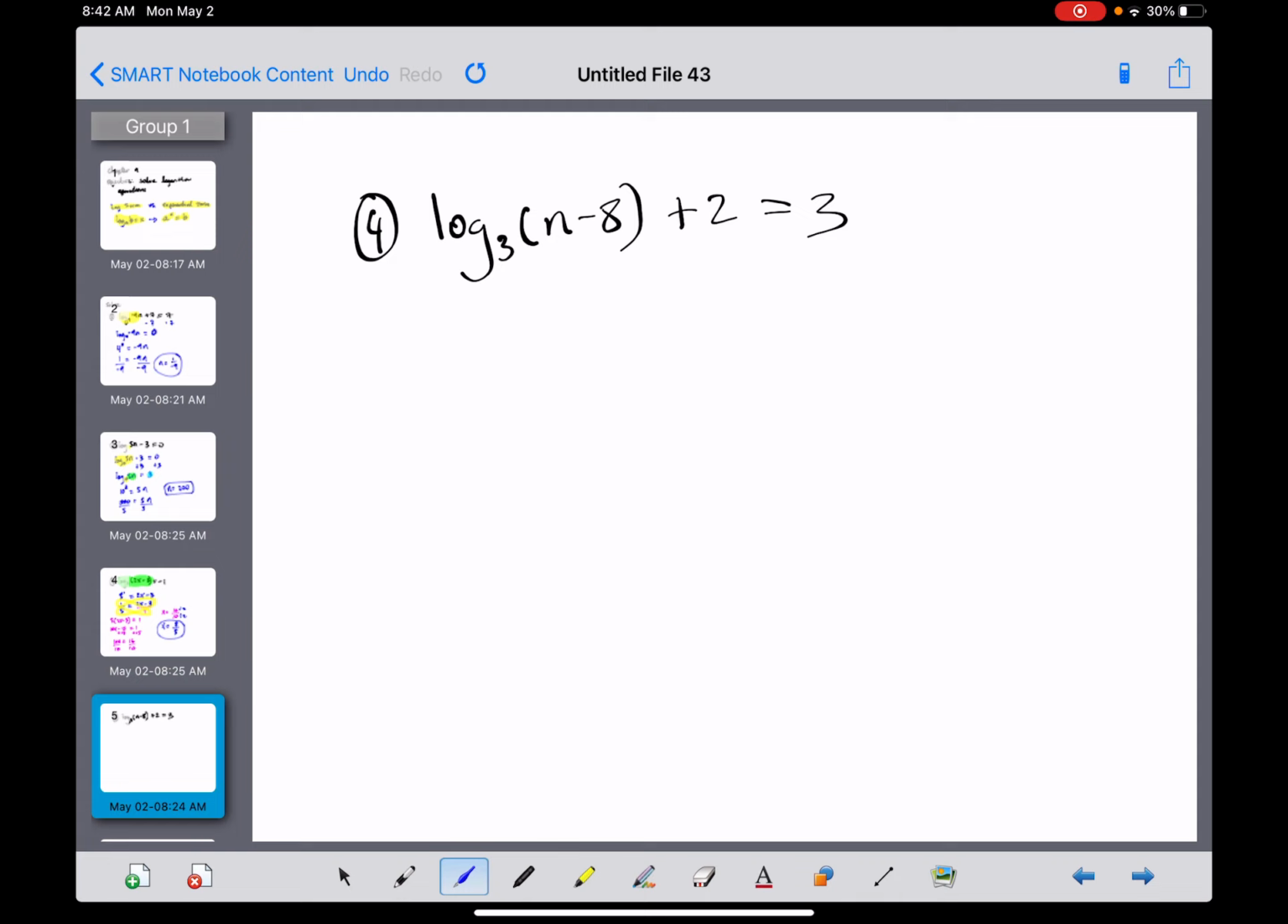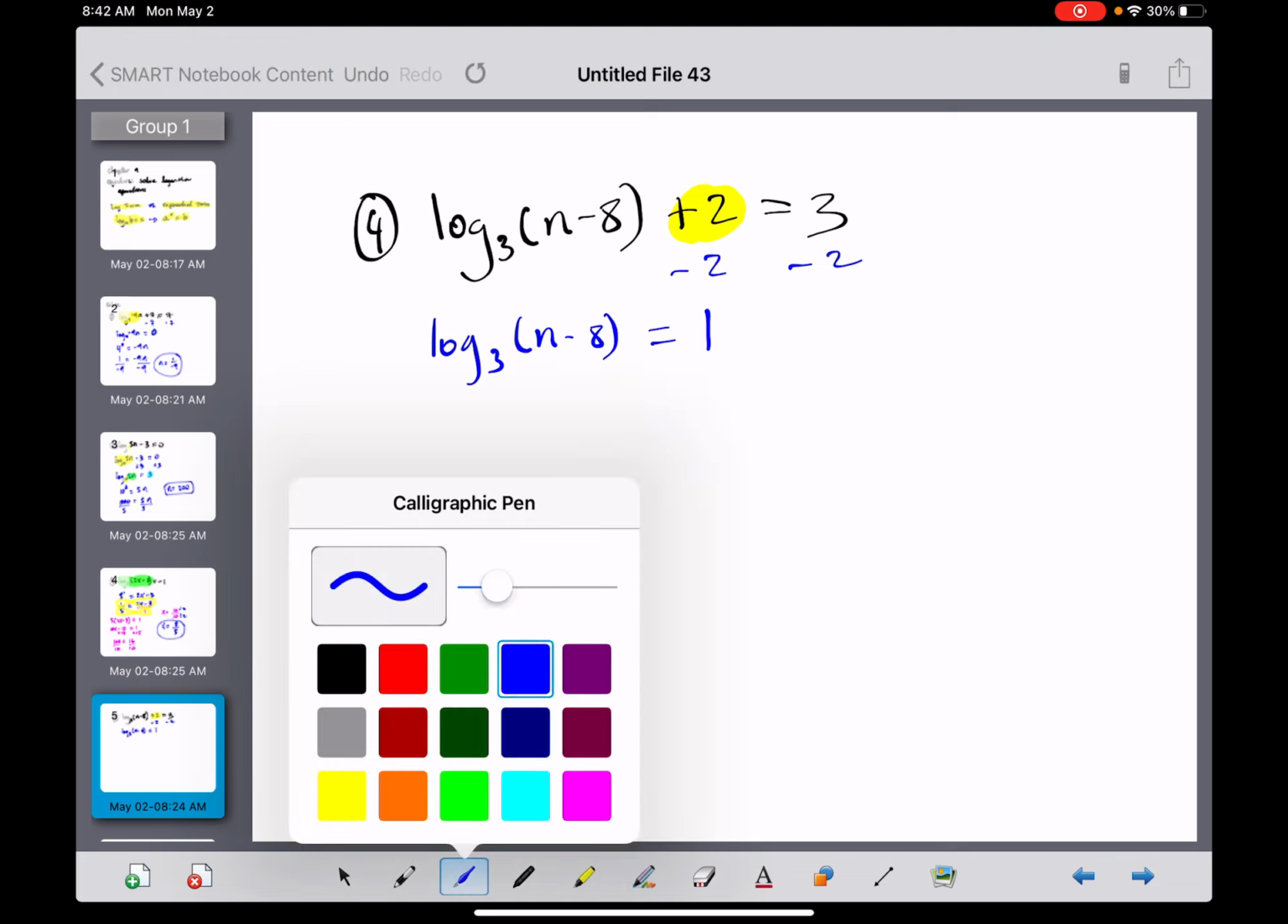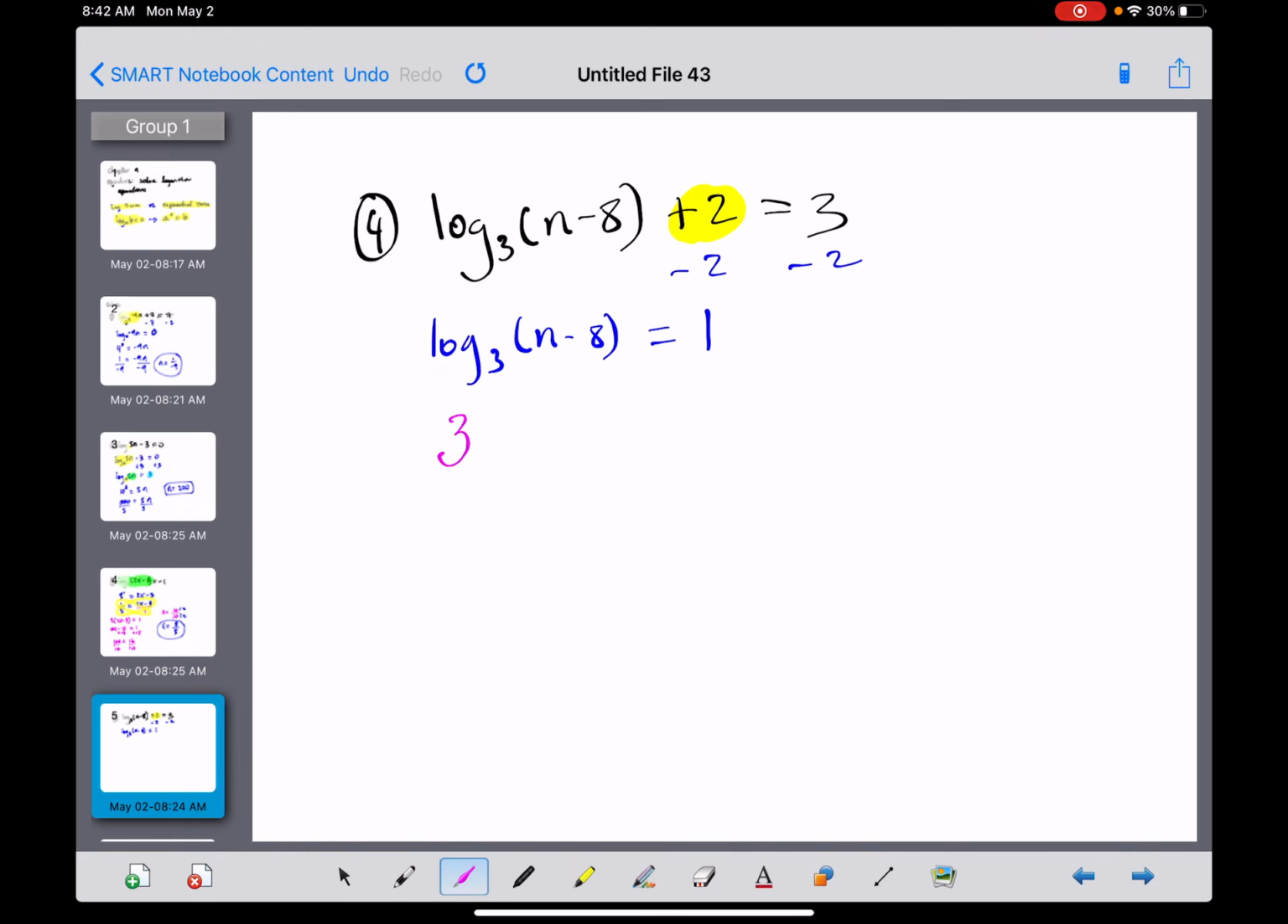Let's move on to number 4. Okay, so in number 4, slightly different than number 3, I added in the plus 2, but the idea stays the same. But this time, the log is not by itself. We have to move this 2 to the other side right here. So we're going to subtract 2. So log base 3 of n minus 8 equal to 1. So now the log is by itself. The next step would be converting to exponential form, which is 3 to the first equals n minus 8. And then add 8 to both sides, we get 11 equal to n. And that right there is our final answer.